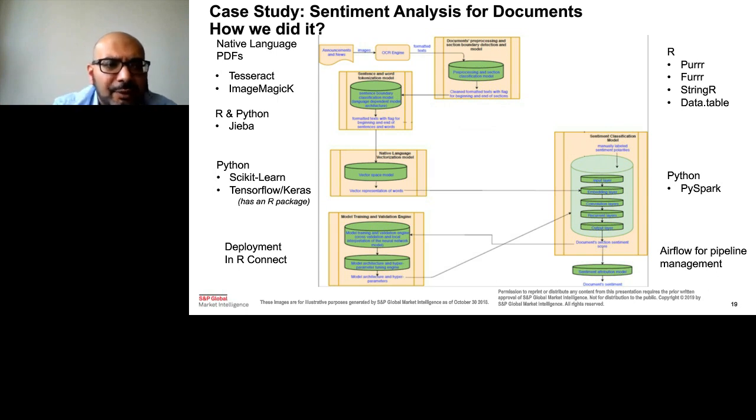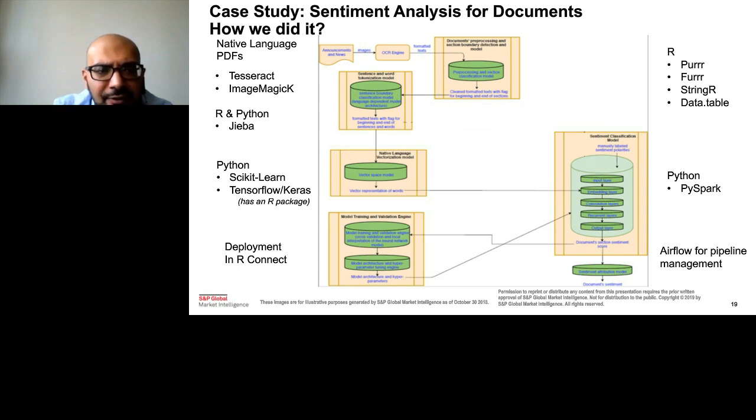In the native language, we use Google Tesseract and ImageMagick to do the image enhancement and optical character recognition. Once we have those in some series of data frames, we need to do section-based processing and boundary detection to figure out where to cut off the documents in order to kind of chapter them out.